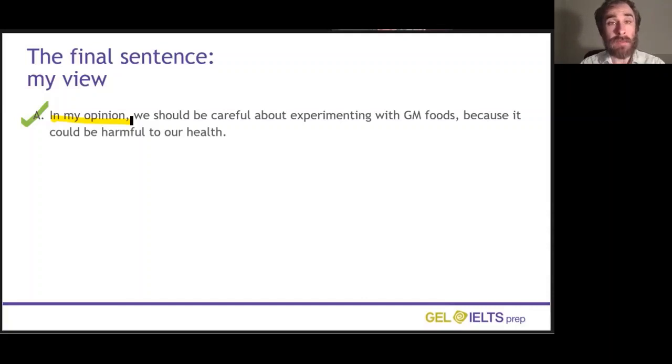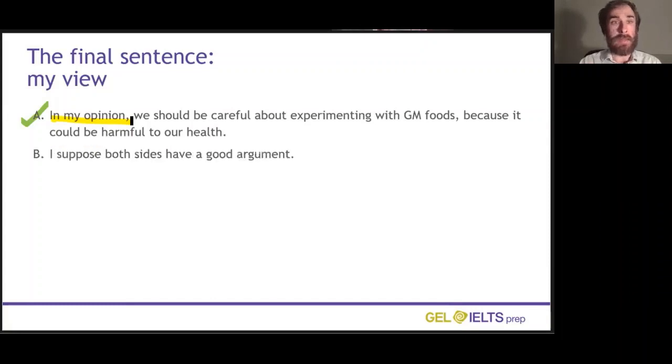We should be careful about experimenting with GM foods because it could be harmful to our health. So this student has taken a side. They've decided that, generally speaking, they're not truly in favor of GM foods, but they're showing that they're not completely against. They're just saying we should be careful because it could be harmful to our health. So this language is very hesitant about being too extreme, which is fantastic.